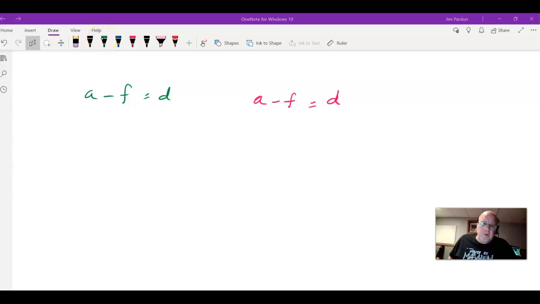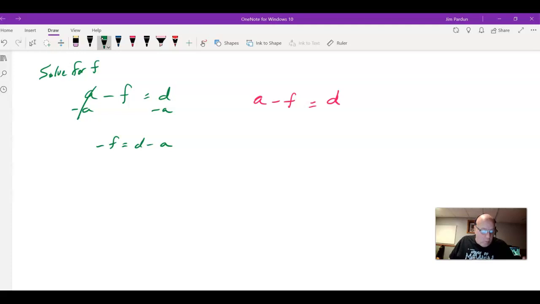So I'd like to show you two different ways that you can solve the equation a minus f equals d. The first way, and I'm not sure which way is going to be more popular with students, but the first way, if you're solving for f, and that's the idea here, we're going to solve for f, is we could subtract an a from both sides of the equation. When I subtract, a minus a gives me 0, and I'm left with negative f equals d minus a.